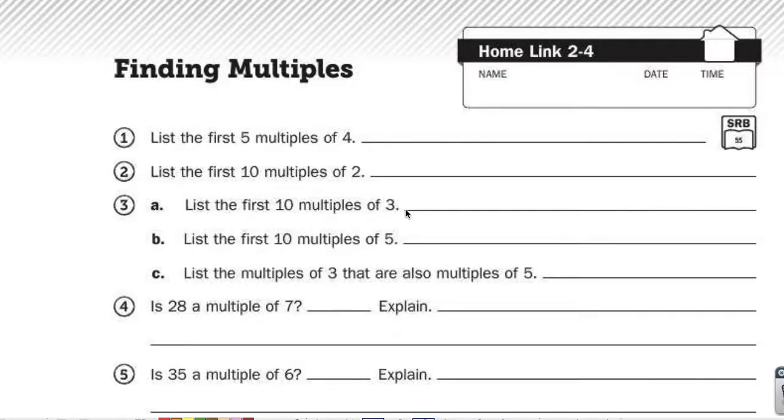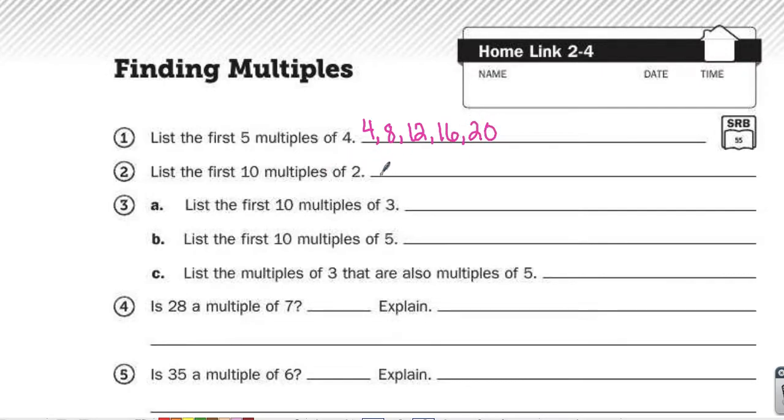For homework 2.4, we're finding multiples. So multiples are found when we multiply. Number 1, list the first 5 multiples of 4. 4 times 1 is 4, 4 times 2 is 8, 4 times 3 is 12, 4 times 4 is 16, 4 times 5 is 20.